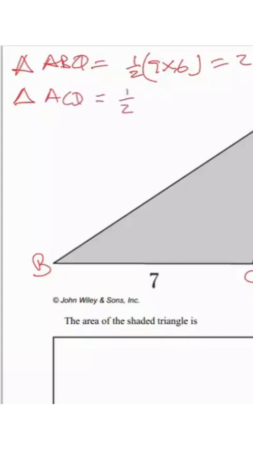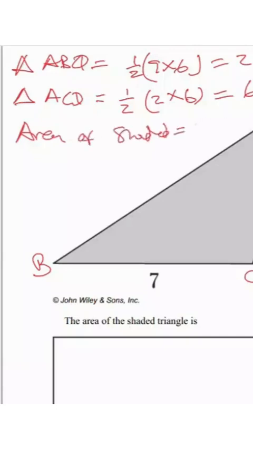Then area of triangle ACD is 6 times 2 divided by 2. 6 times 2 is 12. Divided by 2 is 6. So area of the shaded will be 27 minus 6, which is 21.